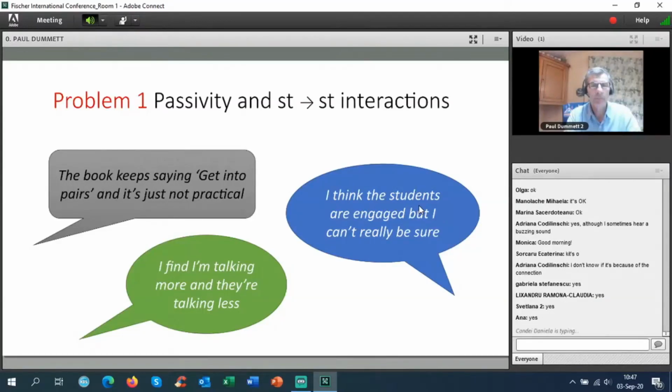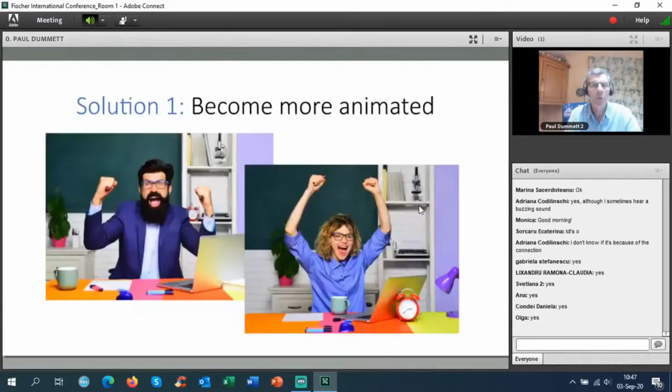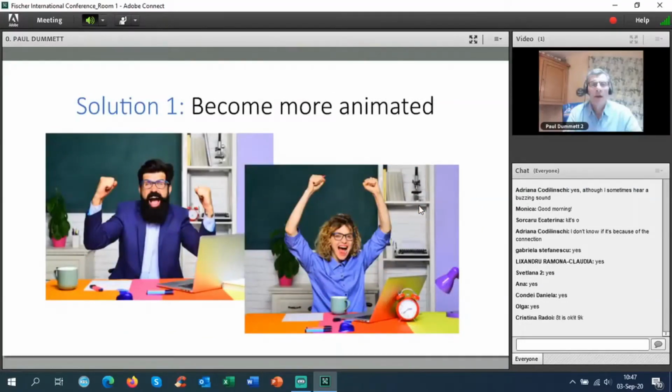Okay. So the first one is that we need to become more animated and more active in our delivery. What I mean by that doesn't actually mean you have to engage in some huge performance. Not all of us are natural born performers. But what we can do is we can tell stories. We can add interest to our teaching.